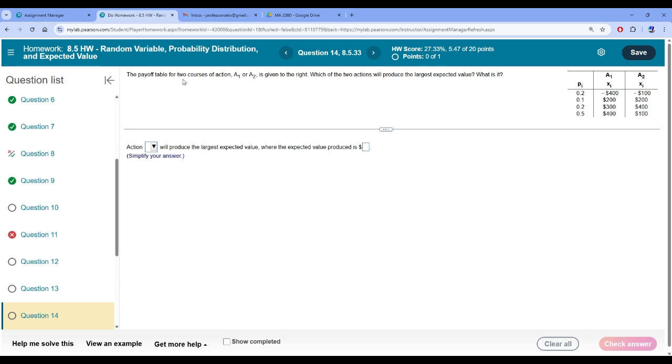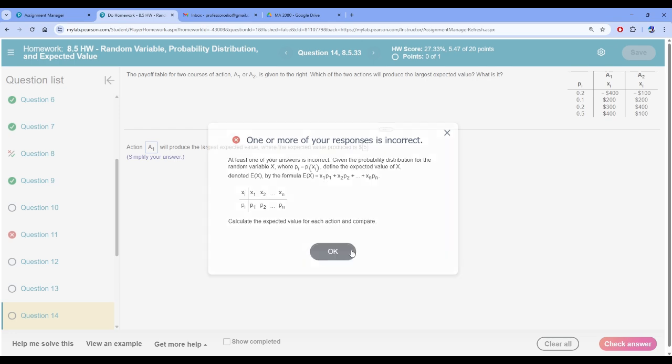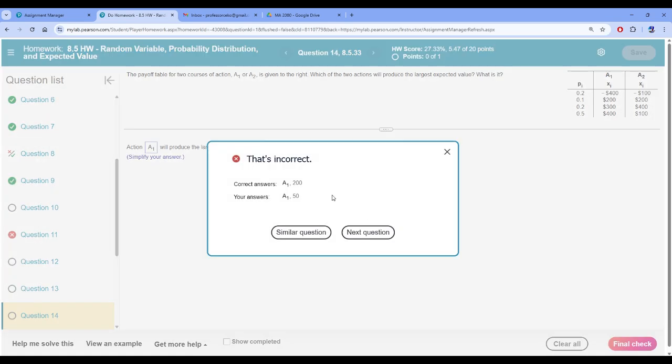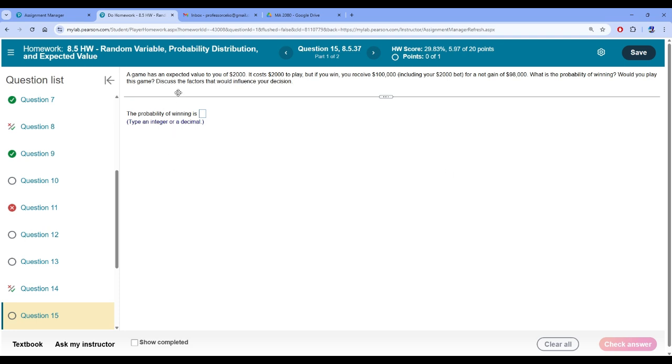A payoff table for 2 courses of action, A1 or A2, is given to the right. Which of the 2 actions will produce the largest expected value? Action A1 or A2? Probably A1. I don't know. You just type that, you multiply all that in, and you're gonna get some answer. It's probably like $50. I don't know. Oh, you're expecting $200. Nice. All right, you guys see how I did that? It's easy. All right, probability of winning.